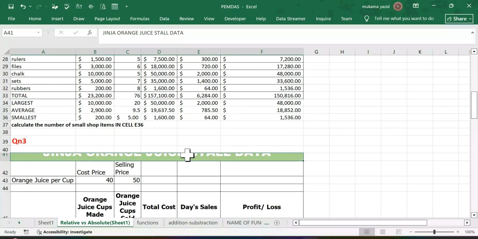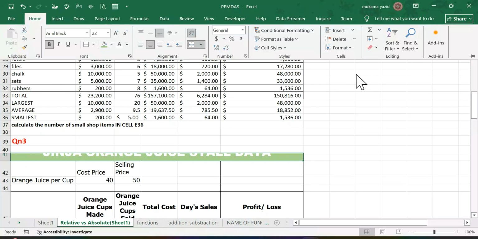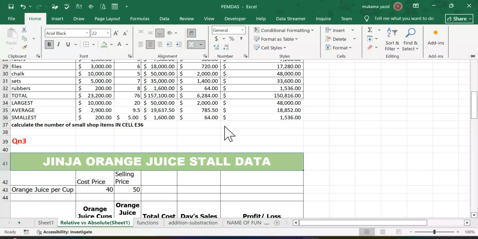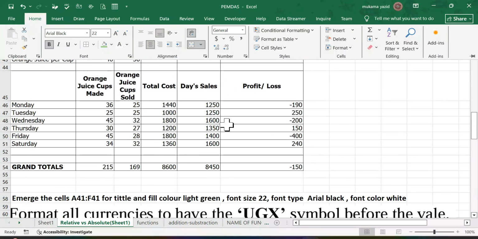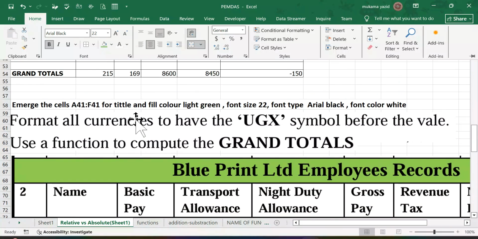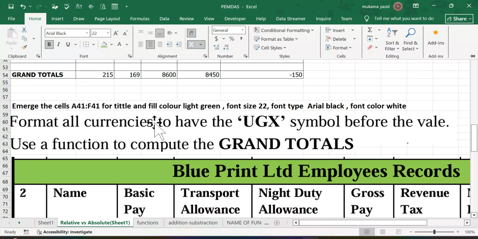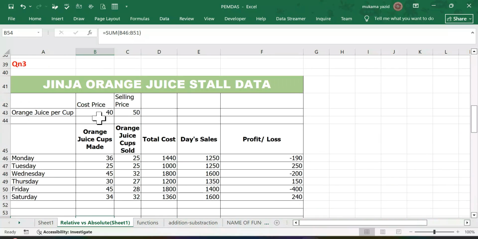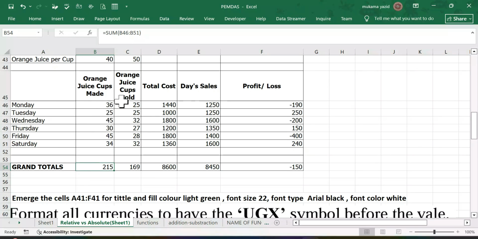Okay, we just select this, go to Home, Format, AutoFit Row Height, to bring it. So that is it. They asked another question there: format all the cells to have the currency symbol before the values. Use a function and compute the grand total. So we use the function to compute this. They want all the values here to have a currency symbol.